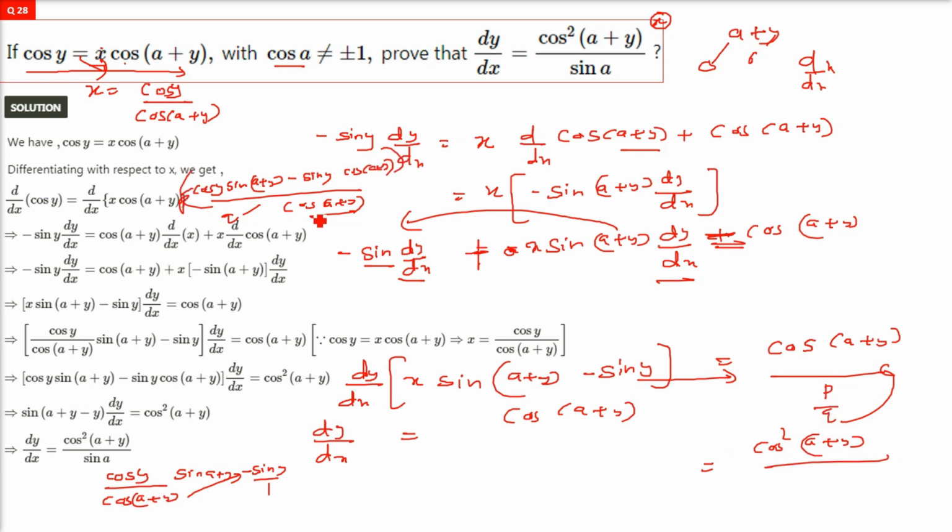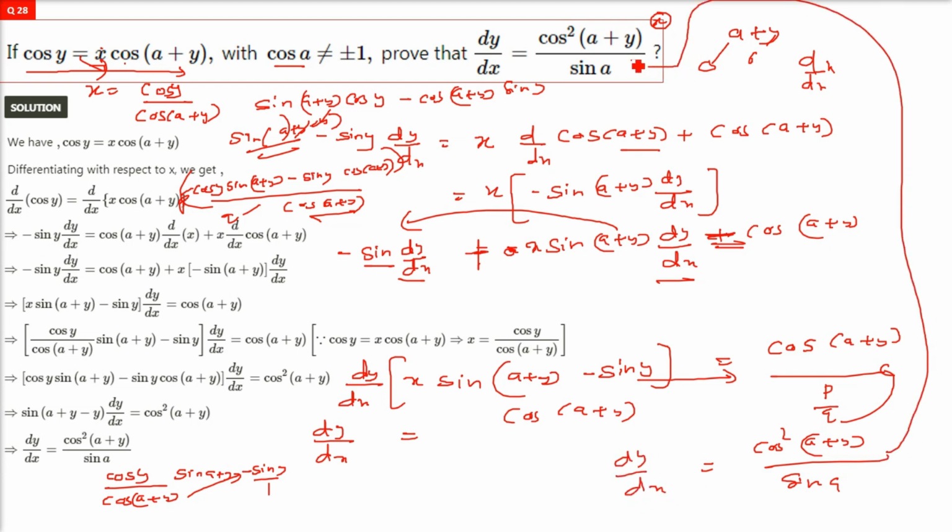Now we just have to deal with p. If I write it as sin(a + y) cos y minus cos(a + y) sin y, this is sin A cos B minus cos A sin B, which is sin(A minus B). So sin(a + y minus y), so y gets cancelled. You have a sin a in the denominator, so just put it here, sin a. So we have proved dy/dx is this.